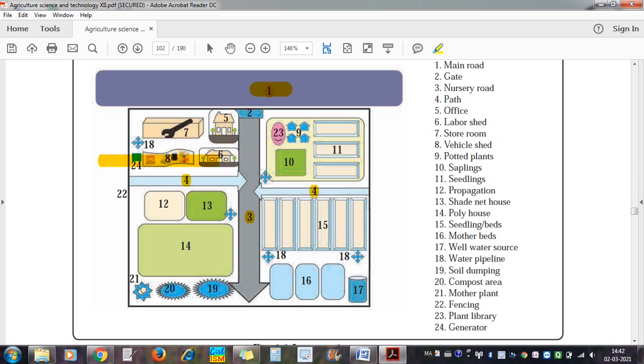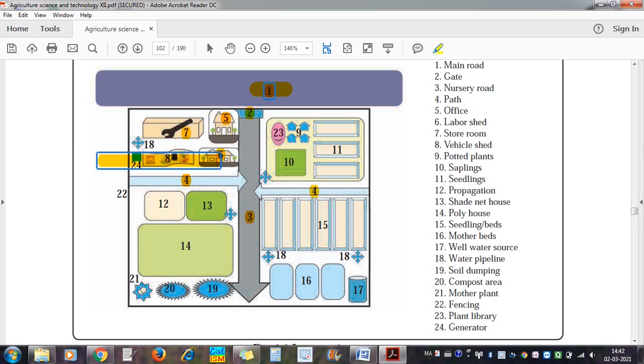Then there is another structure. This is called the office, because the office should be located at the entrance. Then just close to the office, this number 6 is a labor shed. Then close to this office, this is 7, a storeroom. Then close to it, this is number 8, a vehicle shed.